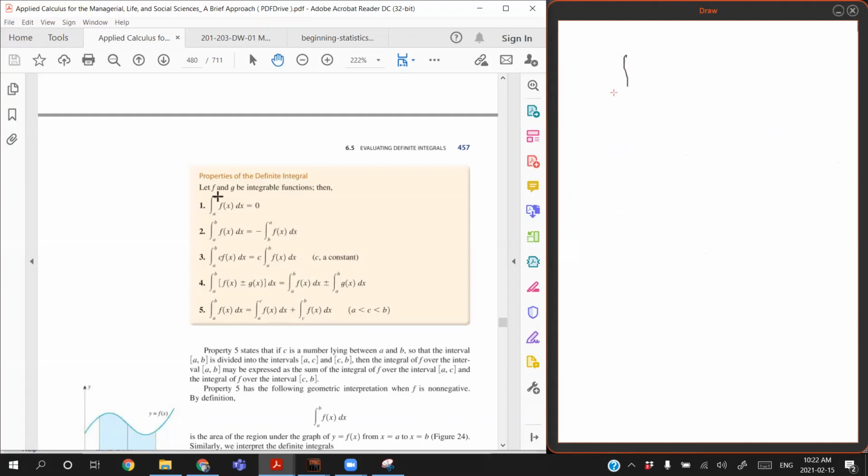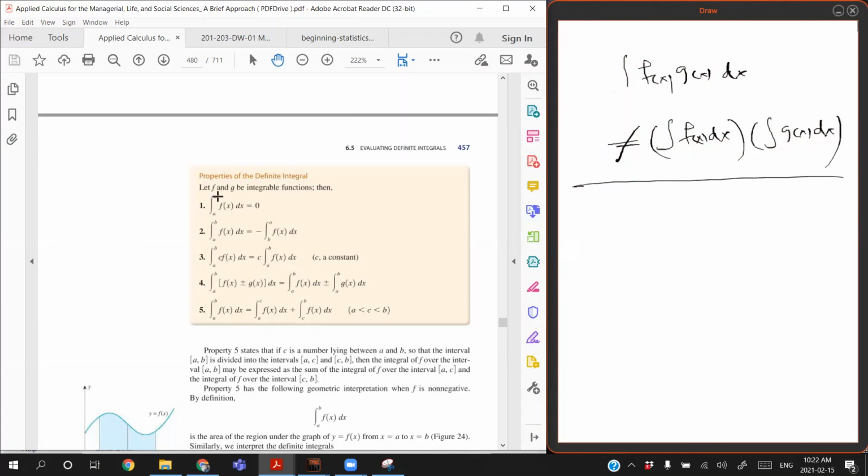Notice that this is not true for the product. So this is not at all the case. The integral of f of x times g of x is not equal to the integral of f of x times the integral of g of x. That's not at all the case. With bounds or without bounds, in the case of definite or indefinite integrals, we do not have this. But with sum and difference, we have this property number 4.